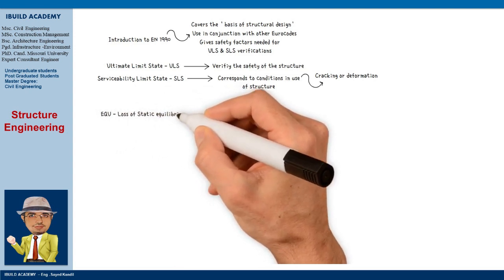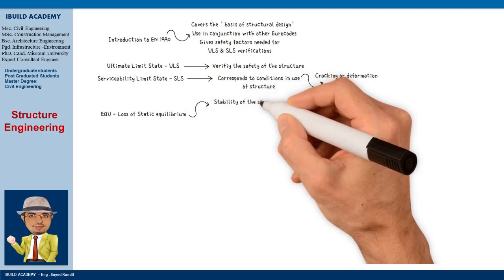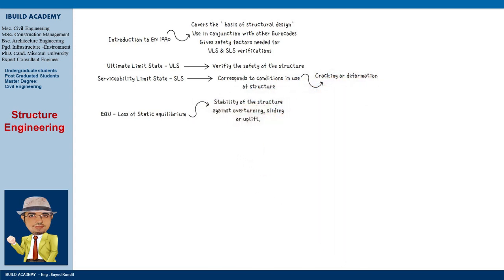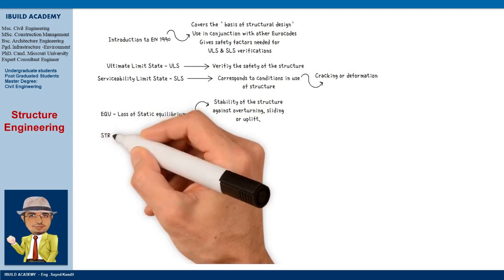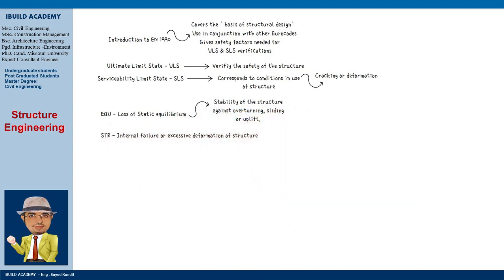Equilibrium: loss of static equilibrium of the structure. Equilibrium is used to verify the stability of the structure or parts of it, for example, against overturning, sliding or uplift. When considering a limit state of static equilibrium of the structure, the verification will need to ensure that the design value of the effect of destabilizing actions is equal to or less than the design value of the effect of stabilizing actions.